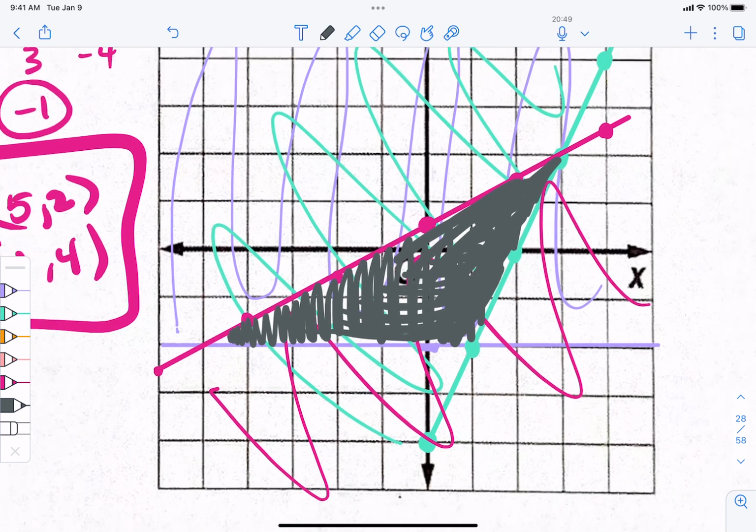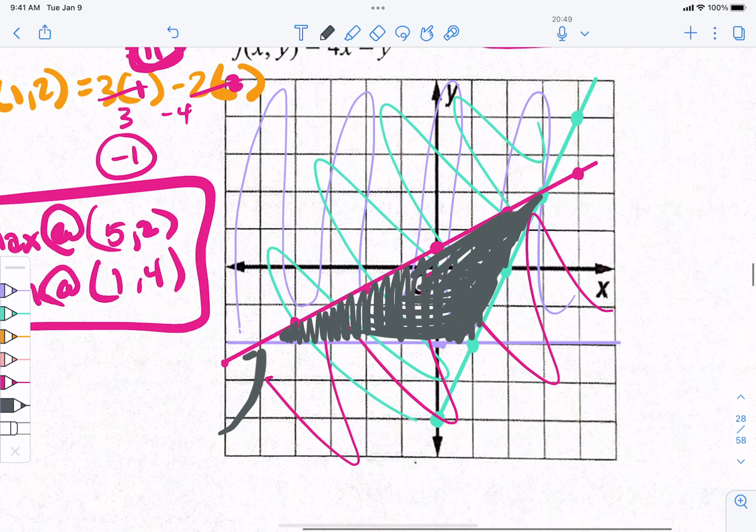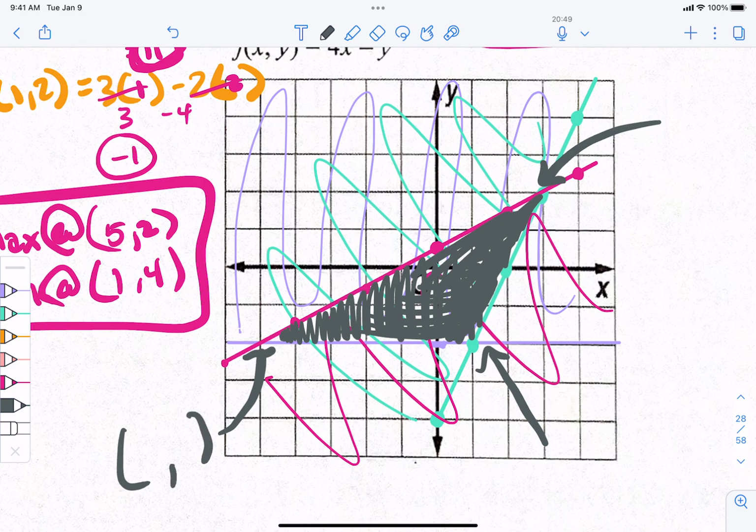We need to know really just this point, and this point, and this point for now. Let's do the bottom left one. Where is it located? Negative 5, negative 2, I believe. Okay, the top one.